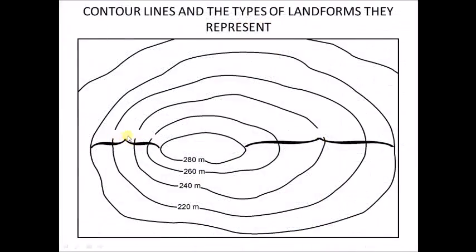Now I'm going to explain and show you the landforms which we can identify using our contour lines. You see these contour lines, they are close to each other. They represent a steep slope. Then these contour lines, which are far apart from each other, represent a gradual or gentle slope. That's how we use our contour lines to identify the types of land features.